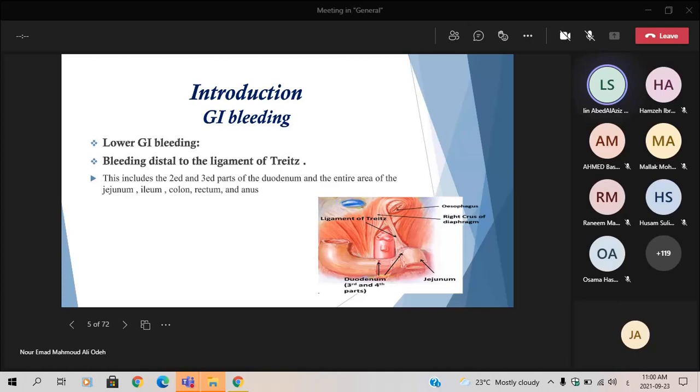أول شيء GI bleeding is divided into upper and lower GI bleeding. Lower GI bleeding is any source of bleeding that is distal to the ligament of Treitz. زي ما شايفين عنا بالصورة عنا ligament of Treitz suspend عنا distal duodenum، وبالتالي أي bleeding بعد distal duodenum to the anus يعتبر lower GI bleeding.